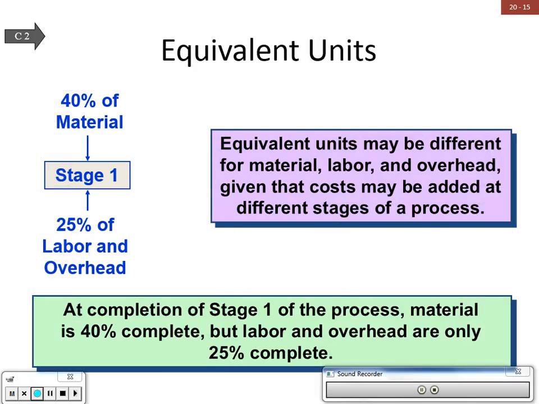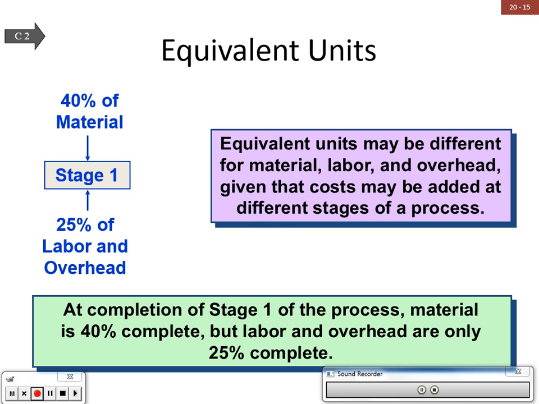So what they're saying here is equivalent units may be different for material, labor, and overhead, given that costs may be added during different stages of the process, which we know that. That's what process costing is all about, simply because costs are allocated by department, not necessarily allocated by job. 40% of material, that means 40% was used. 25% goes towards labor and overhead. They're saying at completion of stage 1 of the process, material is 40% complete. Labor and overhead are only 25% complete.